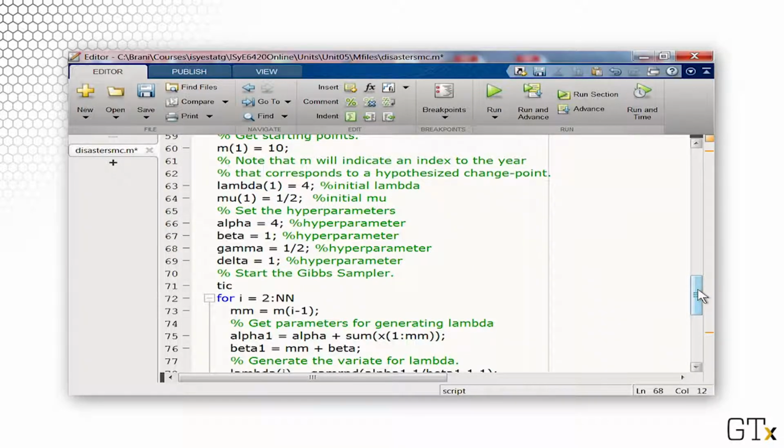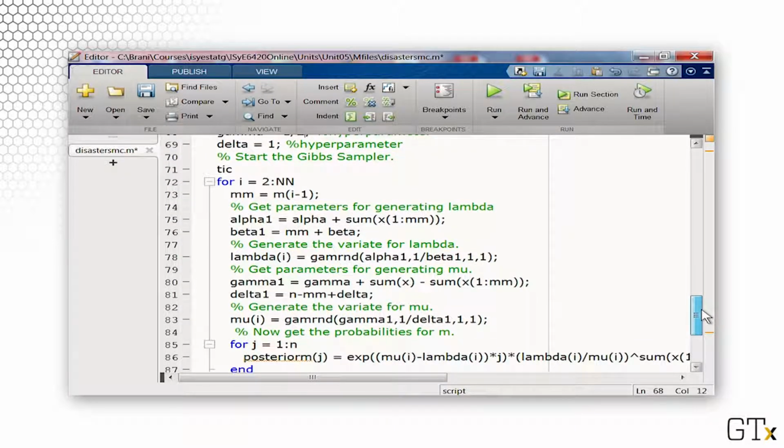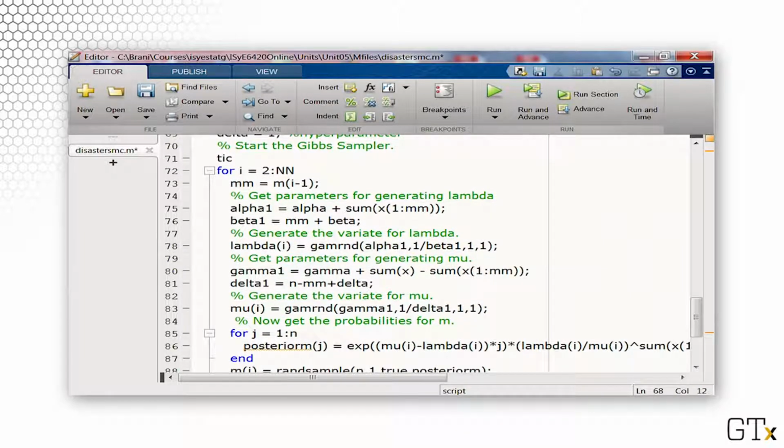Okay, so we set the hyperparameters for the priors, and then we measure time with tic and toc. We start from the second simulation to the last one, and then we form these two quantities: alpha 1 by summation of x's up to m, and beta 1 as m plus beta. These are needed for lambda. So we are simulating lambda now, a random number, with parameters alpha 1, and be careful here, we need to take not the rate as the second parameter, but the scale. So it is 1 over beta 1.